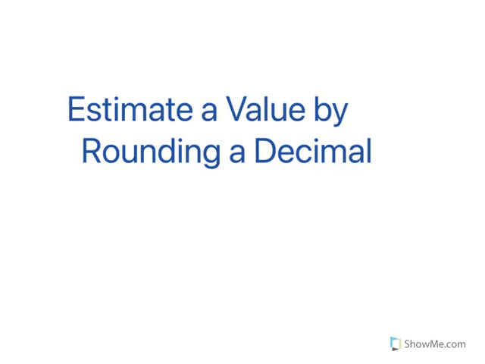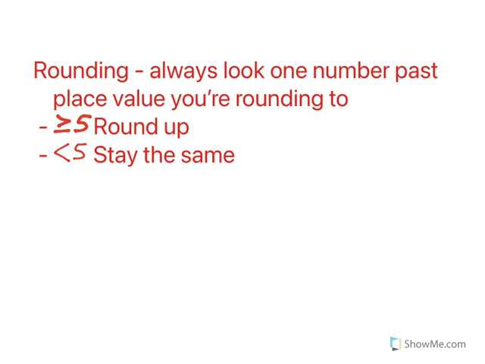Let's estimate a value by rounding a decimal. Now, decimals can be hard to work with just because they're small, and depending on how many there are, they can be hard. So rounding can help us estimate and make things easier. So remember that rounding is really kind of shortening a number to make it easier to work with.